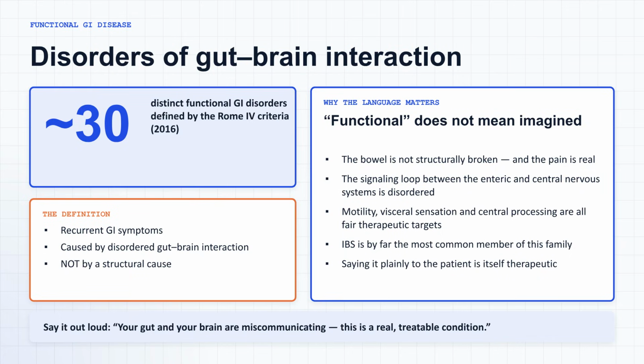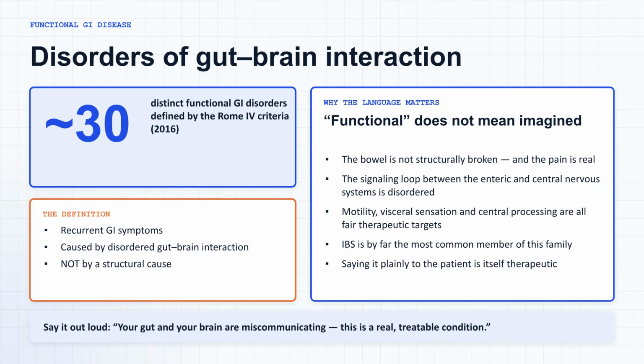Start with the umbrella term. Functional gastrointestinal disease describes recurrent gut symptoms caused by disorders of gut-brain interaction rather than by a structural cause. The Rome 4 criteria describe roughly 30 distinct types, and irritable bowel syndrome is the one you will see most often. The key word is interaction.